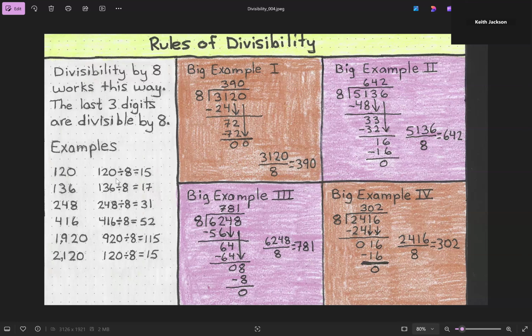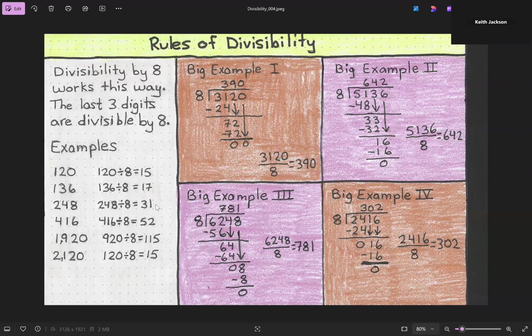We have 120. 120 divided by 8 will give us 15. 136 divided by 8 will give us 17. 248 divided by 8 will give us 31. 416 divided by 8 will give us 52. 920 divided by 8 will give us 115.